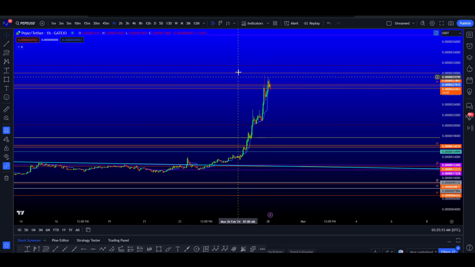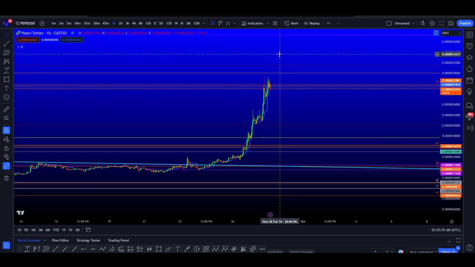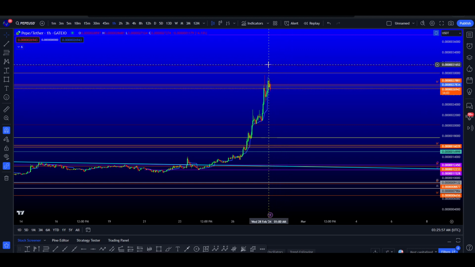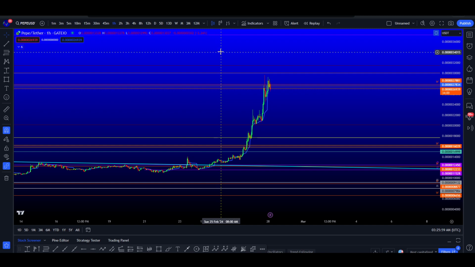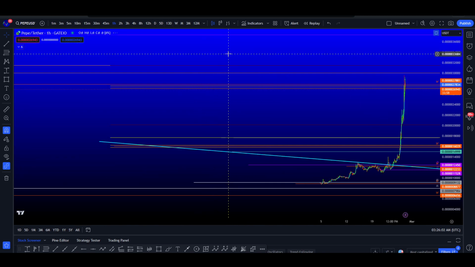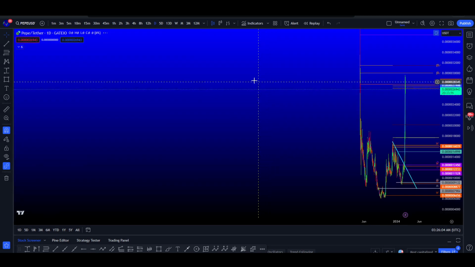I think a lot of institutions or whales are just selling out while price is high. And yeah, it's really just that straightforward. You had an amazing pump, right? Beautiful pump.